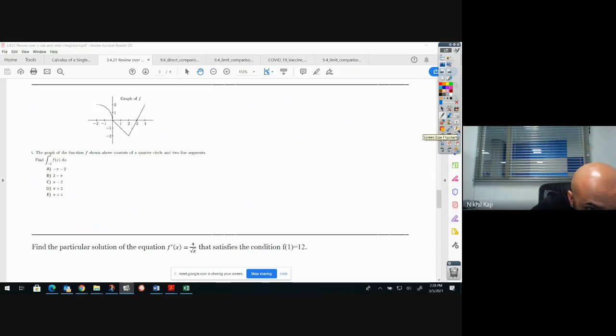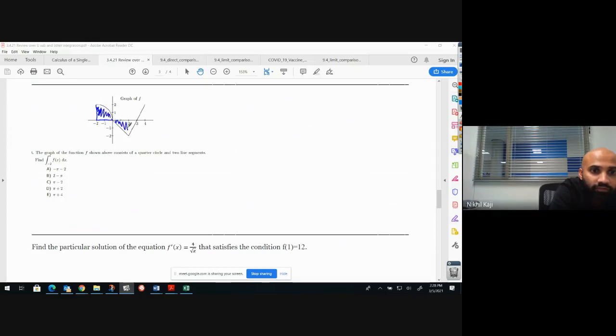Here, they want the area from negative 2 to 4. There's no equation, but there's the graph. All right, cool. From negative 2 to 4 going forward, so we don't have to change the sign. Here, we have this quarter circle. Here we have this triangle. It's negative because it's below the x-axis. And then we have this triangle right here.